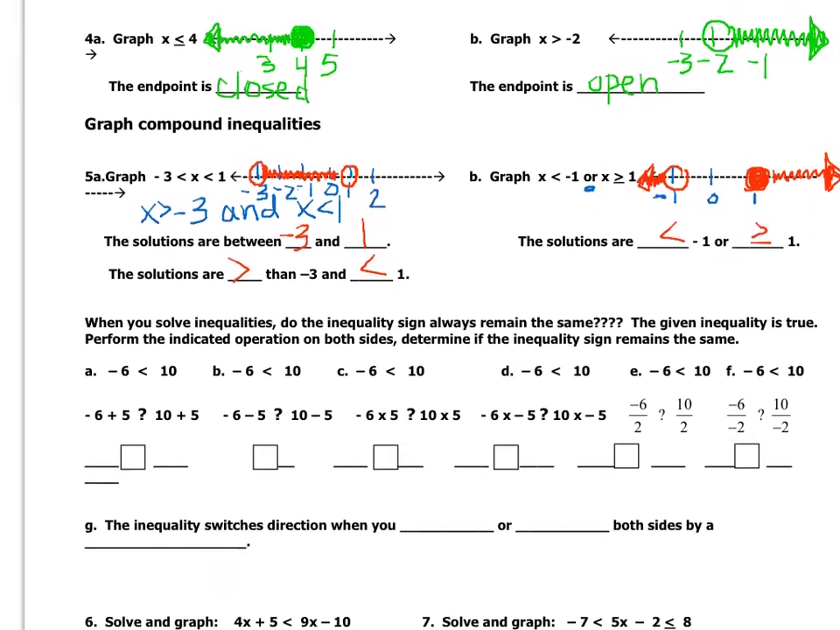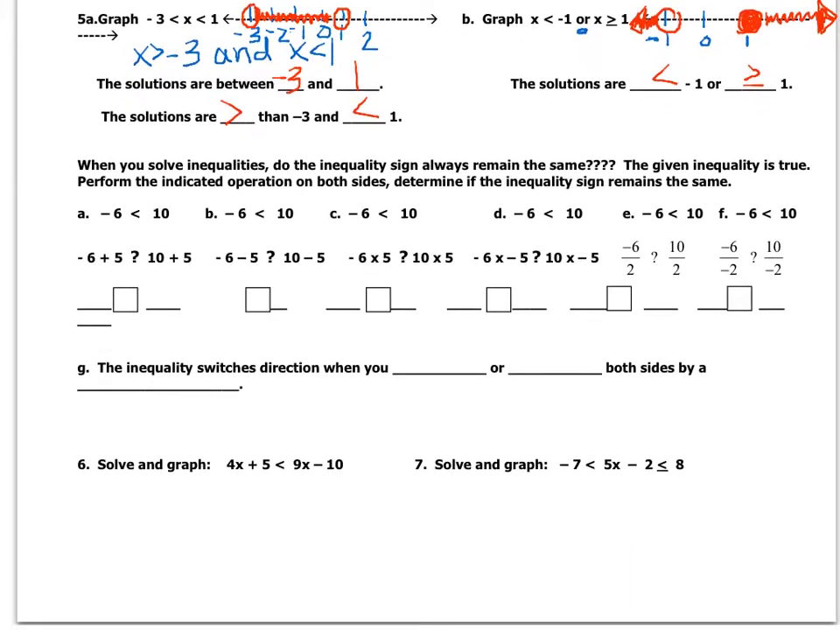Move my page up here, and we're going to do a little work with inequalities. We're going to do a little discovery first. It says when you solve inequalities, do the inequality signs always remain the same? The given inequality is true. Perform the indicated operation on both sides and determine if the inequality sign remains the same.